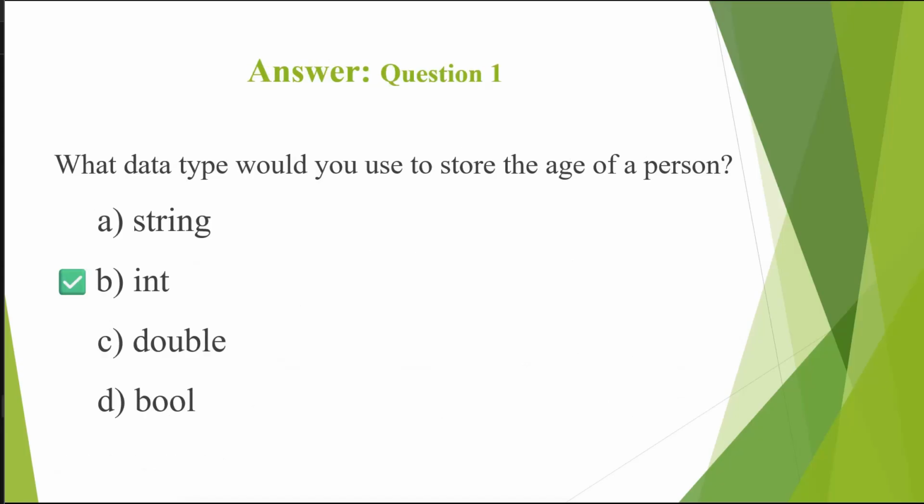For question 1, that we needed a data type for storing age of a person, the correct answer is option B, an integer. Age is always a whole number, and in C# we use the int data type to store whole numbers. If we use double or float, we might accidentally store a decimal value, which is not needed for age. So the correct answer is option B, integer.